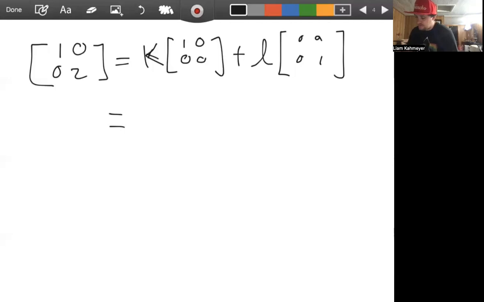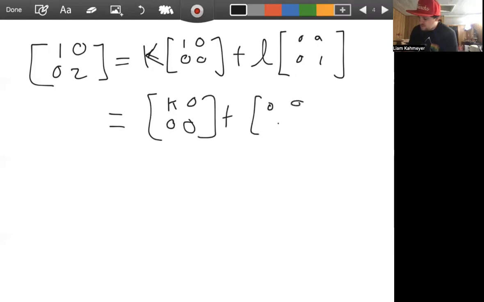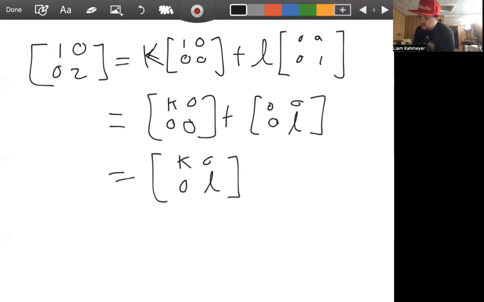Well, let's start with scaling these matrices, right? We're working within a vector space, so we know all the axioms of scalar multiplication and vector addition are satisfied. So here we have K, 0, 0, 0 plus 0, 0, 0, L. And this is going to be K, 0, 0, L. And you can see this equality holds when K equals 1 and L equals 2.